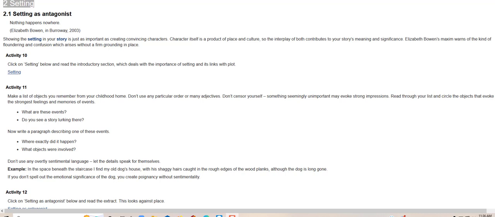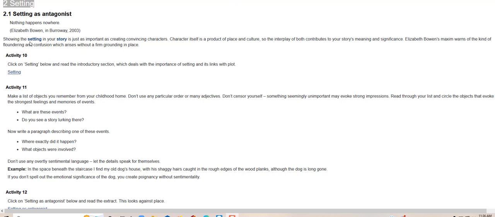Now, how can you use this information for your writing journal? Well, in your writing journal, you can write short stories where setting plays a dominant role in your story. So here's some examples of how you can use setting.